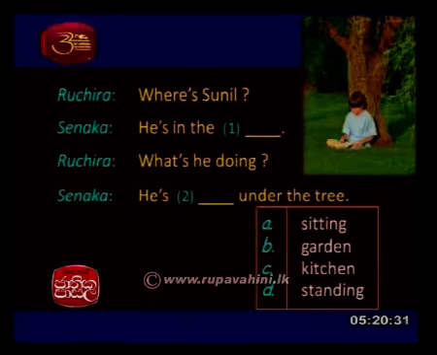So using the picture, it's easy for you. Sunil is in the garden or kitchen. They are the two places. B. Yes, Sunil is in the garden. So you have to write B but not the garden. Right. What's he doing? Sitting or standing? A. Sitting. A. He is sitting. See, with the clues, it's very easy for you. Right. The second one. Let us look at the second picture.